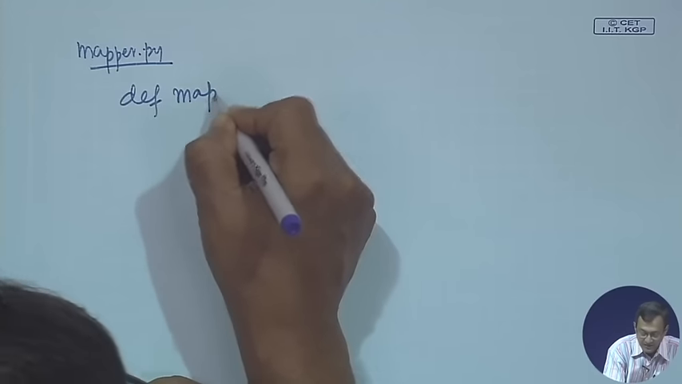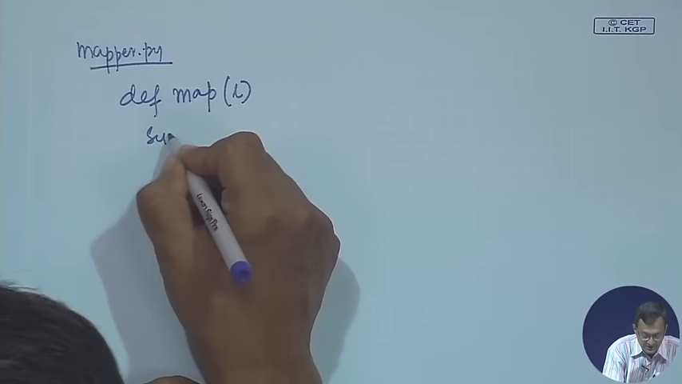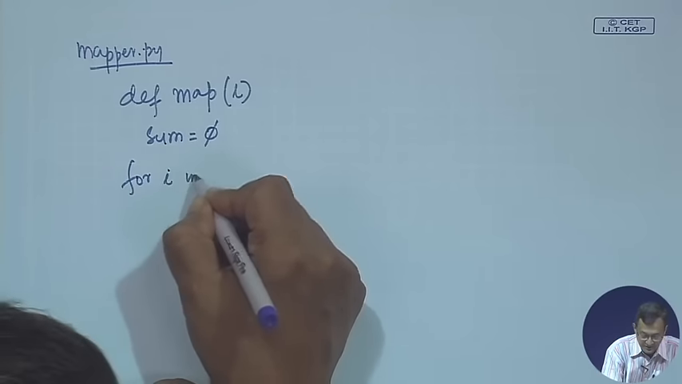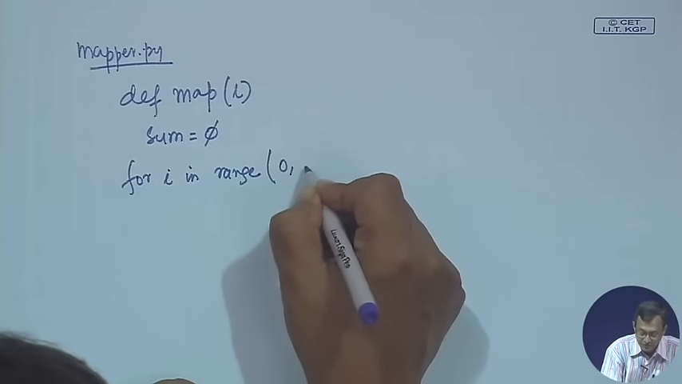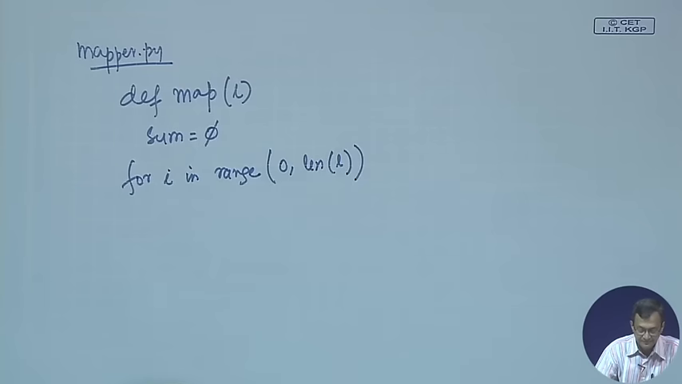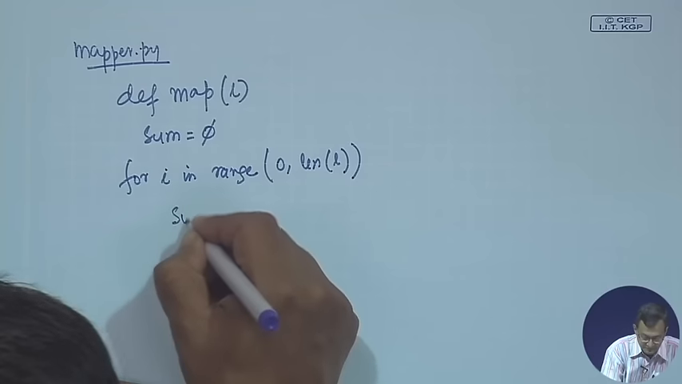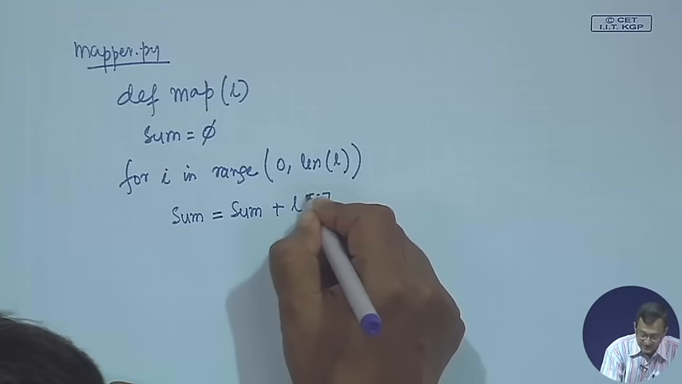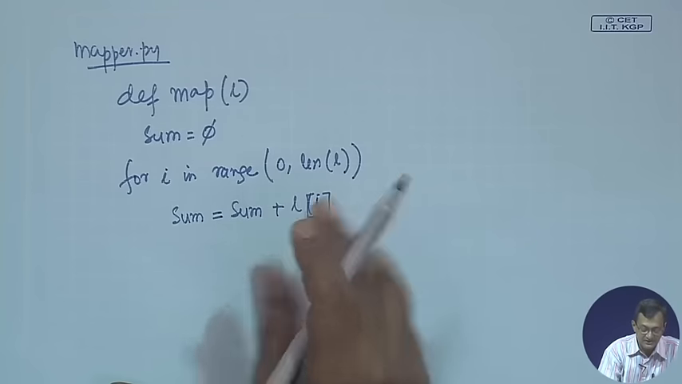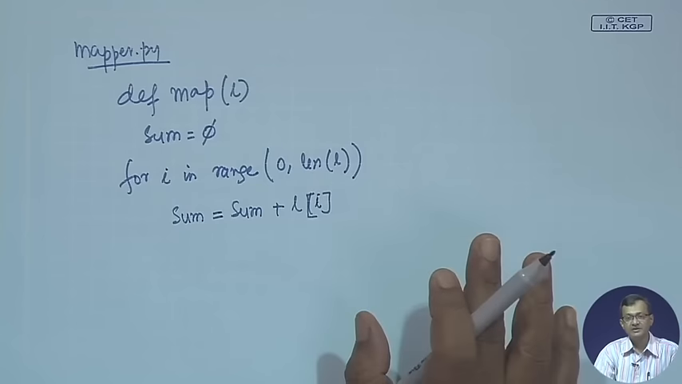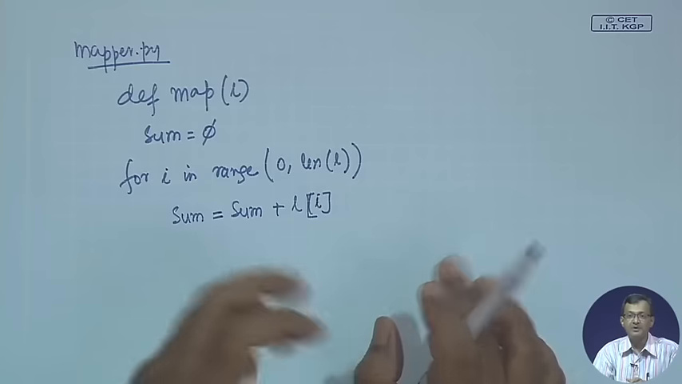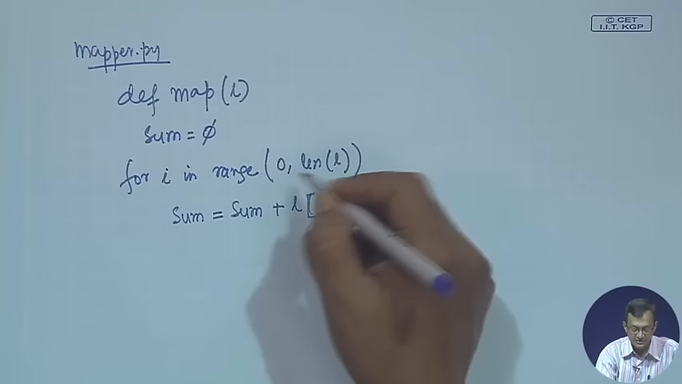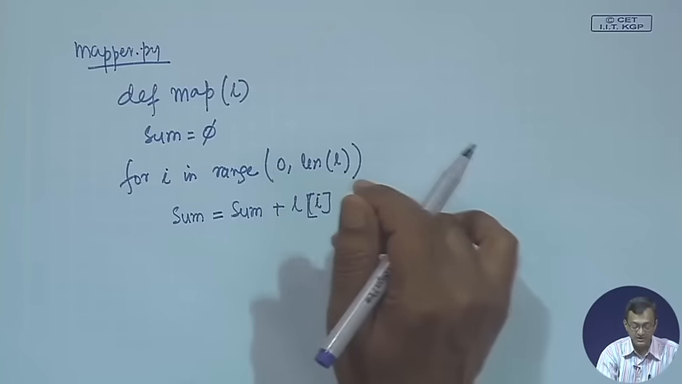So def map, where L is the list. We initialize sum equal to 0. For i in range 0 to length of L, sum equals sum plus the element. Every mapper does this: it takes the chunk of data allocated to it by the master node. In our case, mapper 1 has 2 data, mapper 2 has 2 data, and mapper 3 has 1 data.